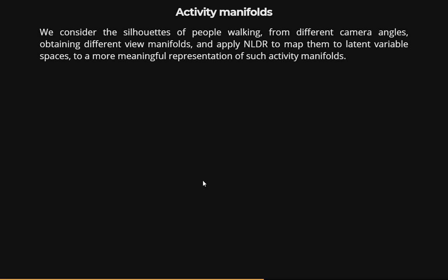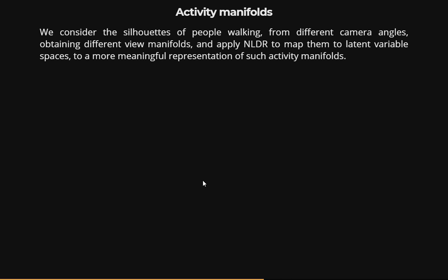So this is what are called activity manifolds. We have silhouettes of people walking from different camera angles, which gives us what are called view manifolds: the rear view, the front view, the side view. They live in a very high dimensional space, because it's a space of silhouettes, black and white images which draw the contour of the human shape walking.